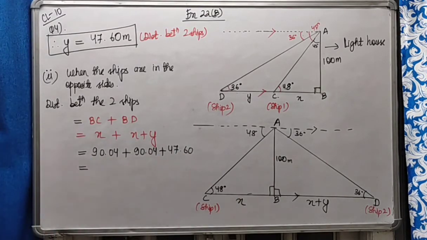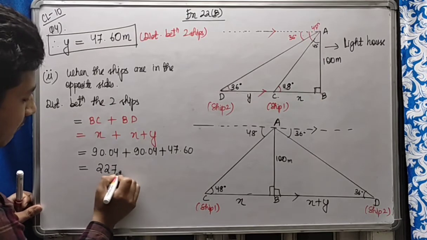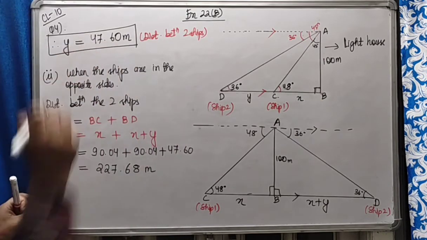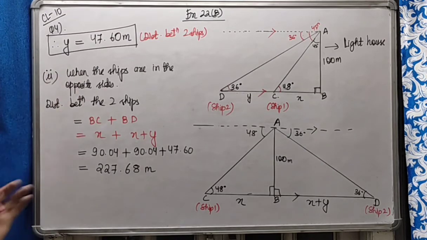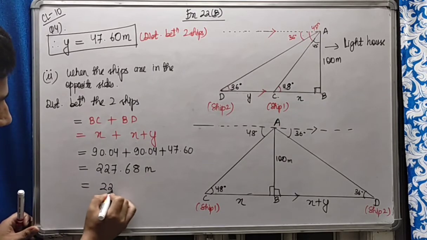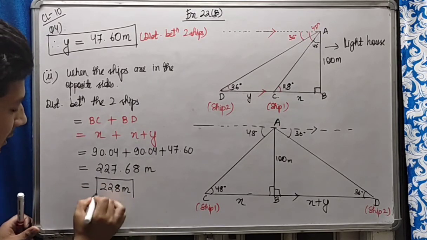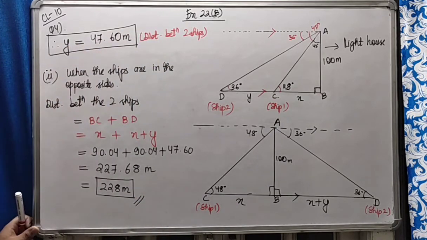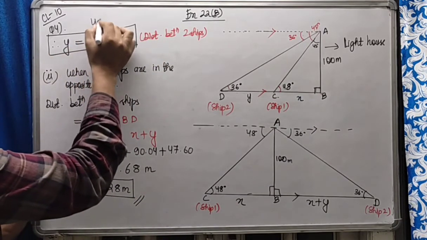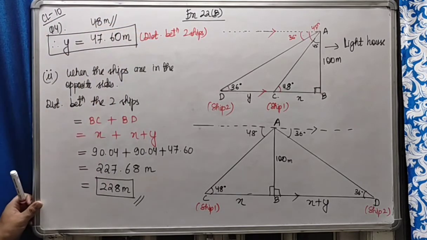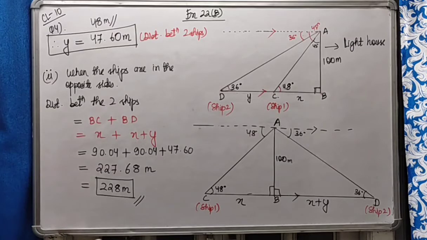If we add all this, you will be getting the value 227.68 meter. But if you read the question properly, it says find the answer up to the nearest meter. So up to the nearest meter means 228 meter, which will be the answer. And here also, up to the nearest meter means this will be 48 meter, which will be the answer for us. I hope you're clear with this. Please pause the video and note down properly.